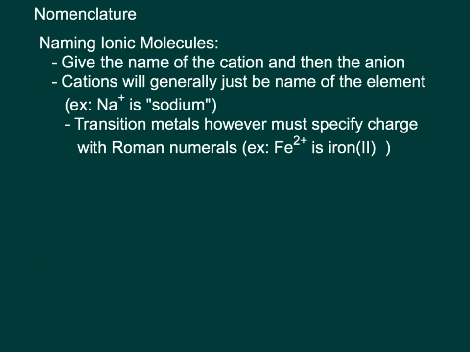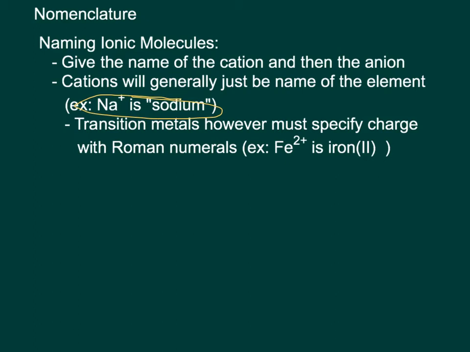So simply you give the name of the cation, the positive charge, and then the anion. And cations will generally just be the name of the element. So Na plus, for instance, is just going to be called sodium ion. So when you write it out, it would just be sodium.